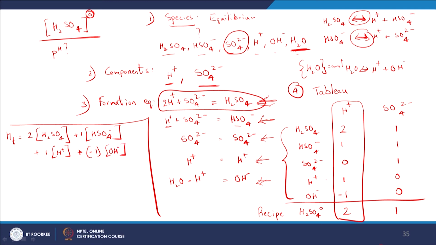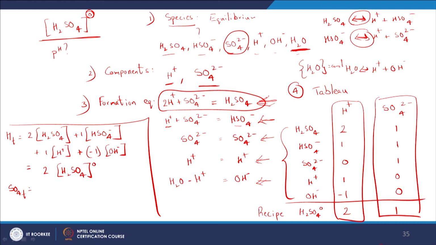And this is nothing but from the component balance equation here, or from the table, and that obviously, as we know, is equal to 2 times, and where is all this coming from? From the initial solution that you added, H2SO4 naught, right. And this is what we see here. And same case with respect to SO4 total, and that is the balance of this particular system or column here.